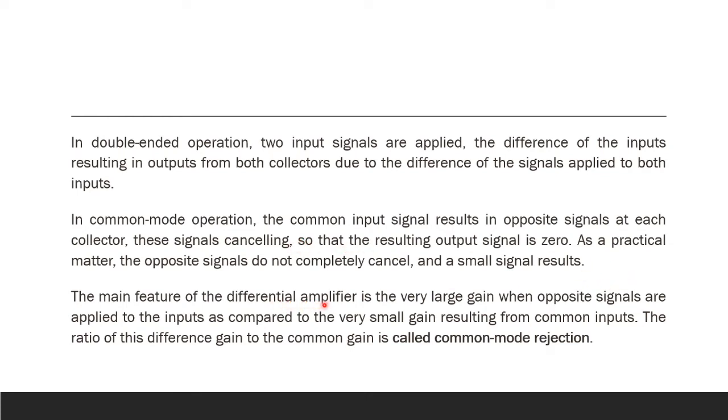So the main feature of a differential amplifier is the very large gain when opposite signals are applied to the inputs as compared to the very small gain resulting from common inputs. So the ratio of the difference gain to the common gain is called the common mode rejection ratio.